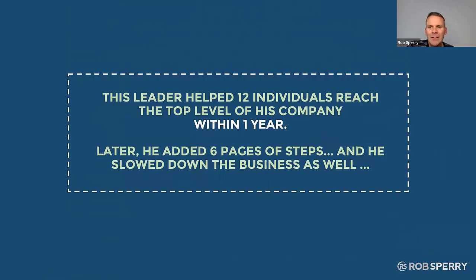This leader helped 12 individuals reach the top level of his company. Top level on average was making $500,000 a year. And he helped those 12 people reach it within 1 year. Imagine the amount of volume and revenue that was going through this guy's organization.